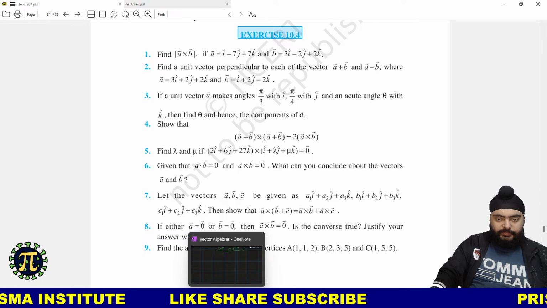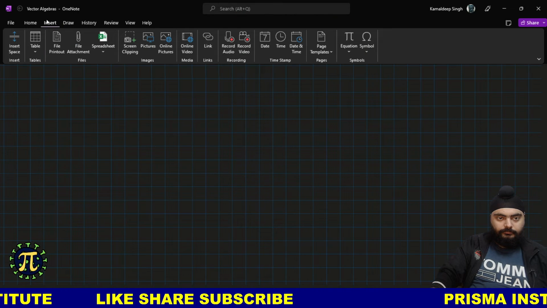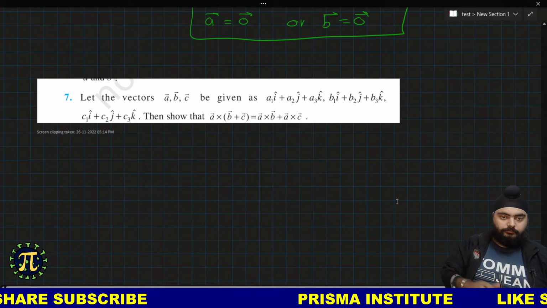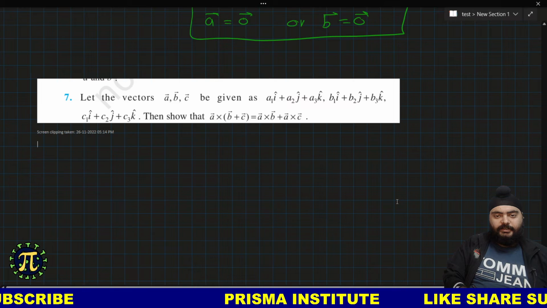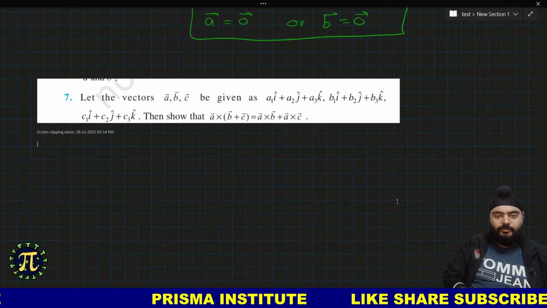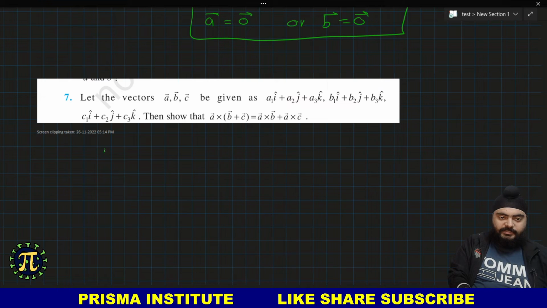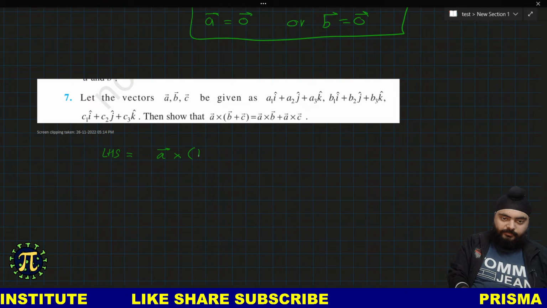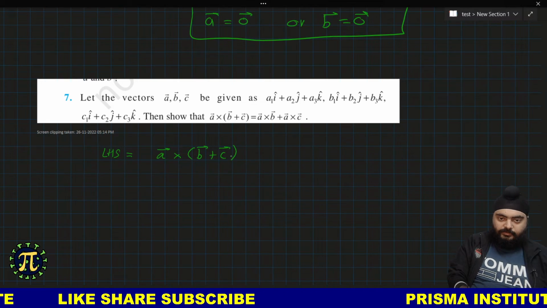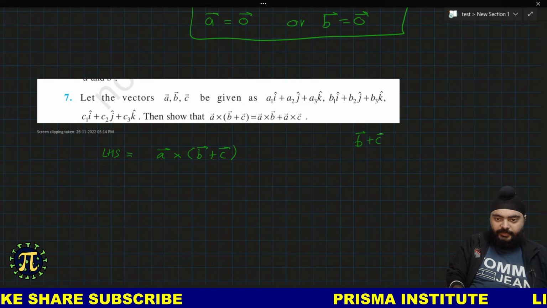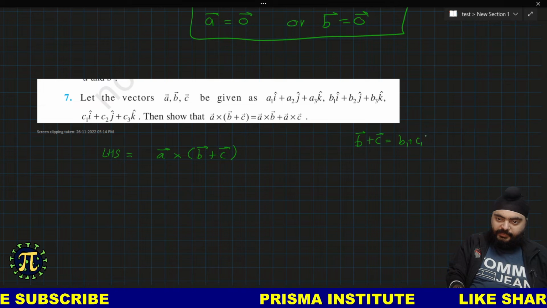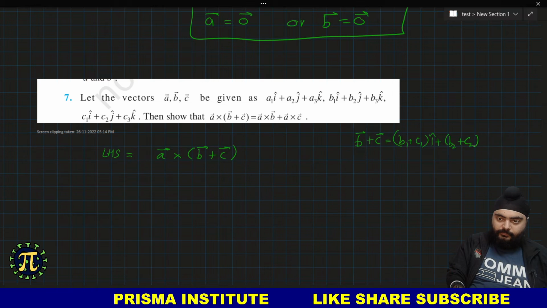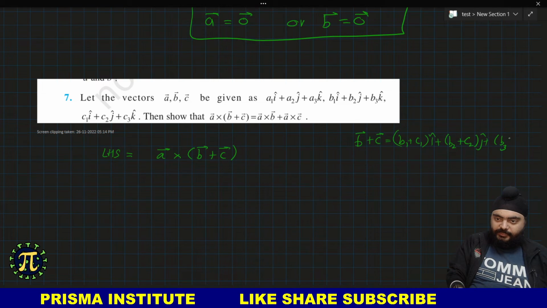Let's move to question 7. So we have to verify: we are given the components of A vector, B vector and C vector. Verify, or show that. So let's start with the LHS. LHS is A cross product with B plus C. So let's find B plus C vector first. B plus C vector will be nothing but B1 plus C1 I cap, we added the components of I, B2 plus C2 J cap, and plus B3 plus C3 K cap.